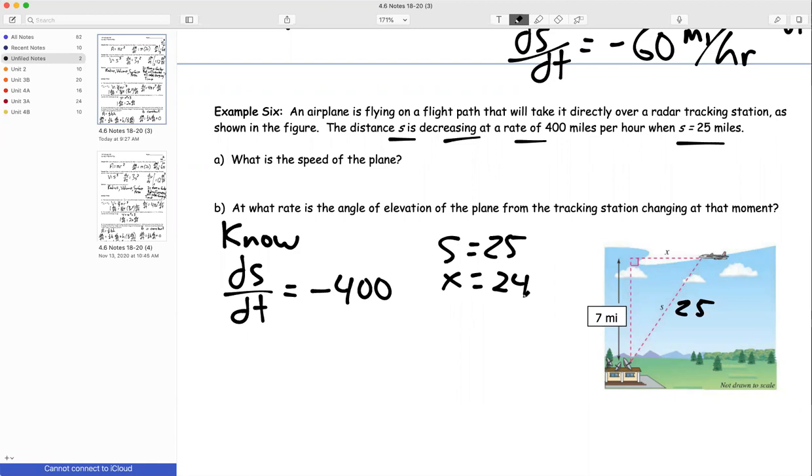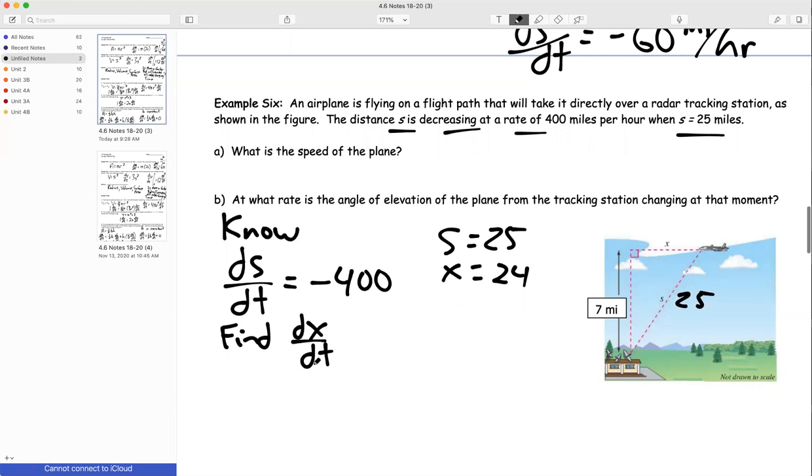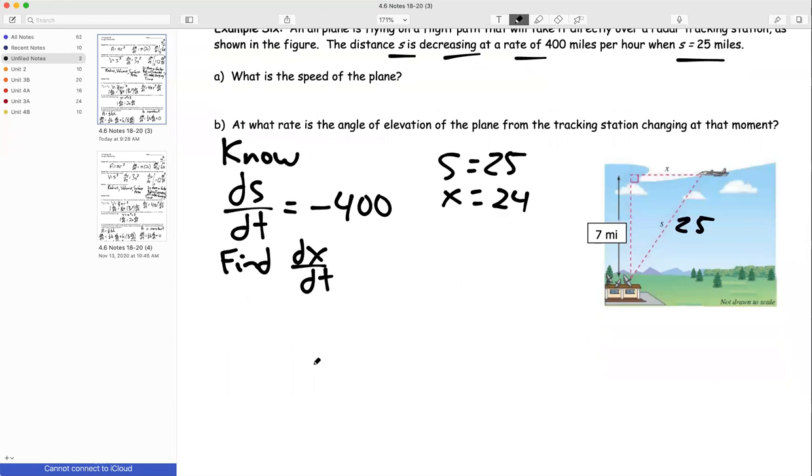This is what I know. I am trying to find the speed of the plane, so this is going to be the rate of change of the x variable here. So I want to find dx dt. And so I am going to write an equation relating all of these things together, namely the Pythagorean theorem.